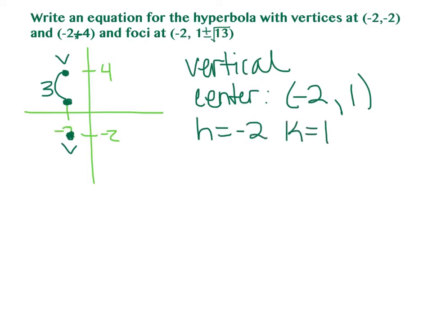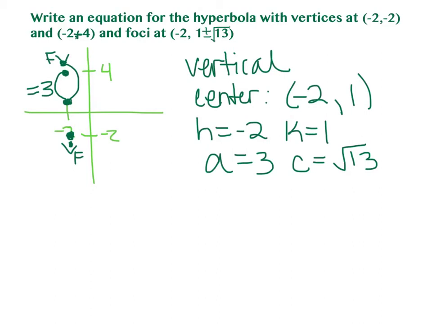We also know the distance, that's a is 3. And then they also gave us foci. That said -2 and then 1 plus or minus the square root of 13. The square root of 13 is between 3 and 4 units long. So just a little bit above here, and a little bit below here. Put my V's in the way. But the fact is, our C is the square root of 13, because that's how much we went up and how much we went down from the center there.